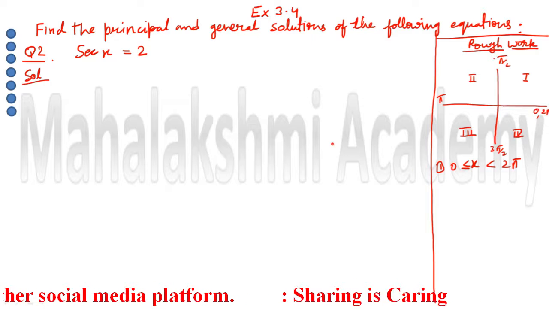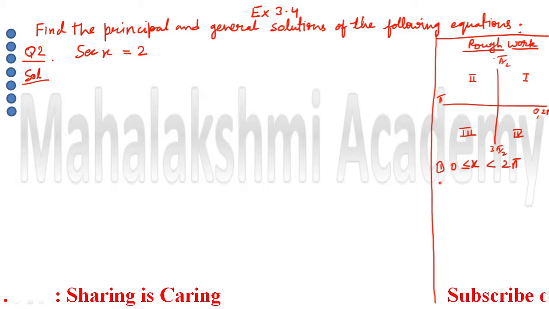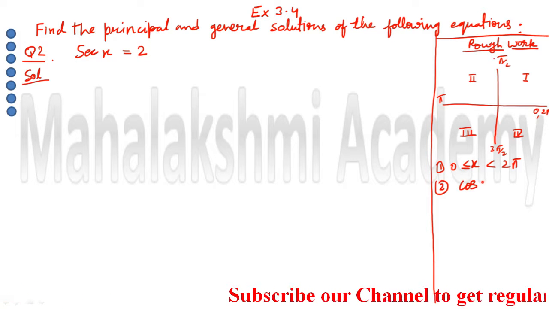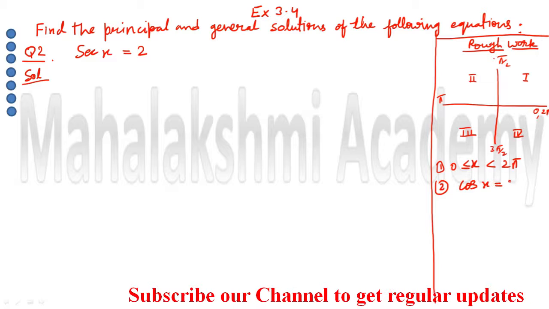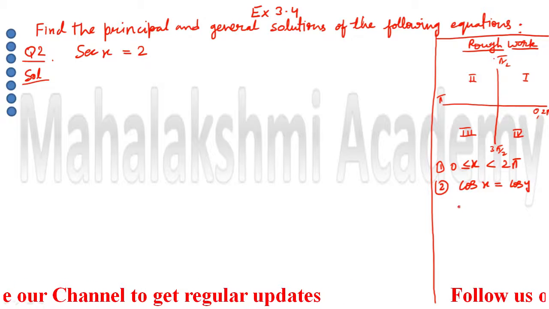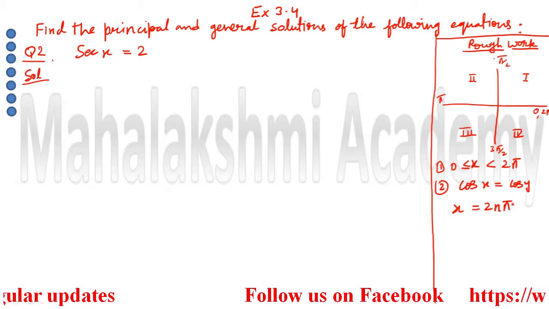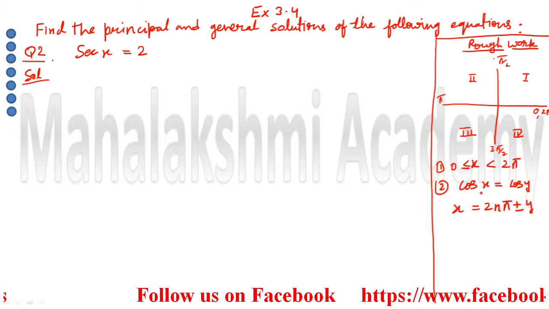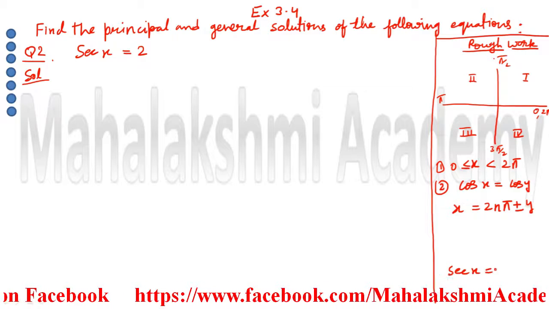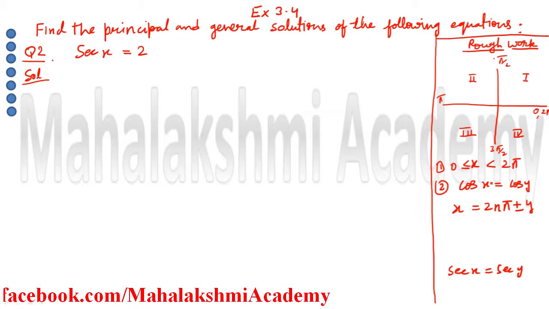And here in this question, to find the general solution, since we have sec x, the formula for the general solution is this. First you should know that if we have cos x is equal to cos y, in that situation the general solution for this equation is x is equal to 2n pi plus minus y. Now why did I write this? Because students, we don't have any formula for sec x is equal to sec y. But if we get any equation of this type, we can use this formula.